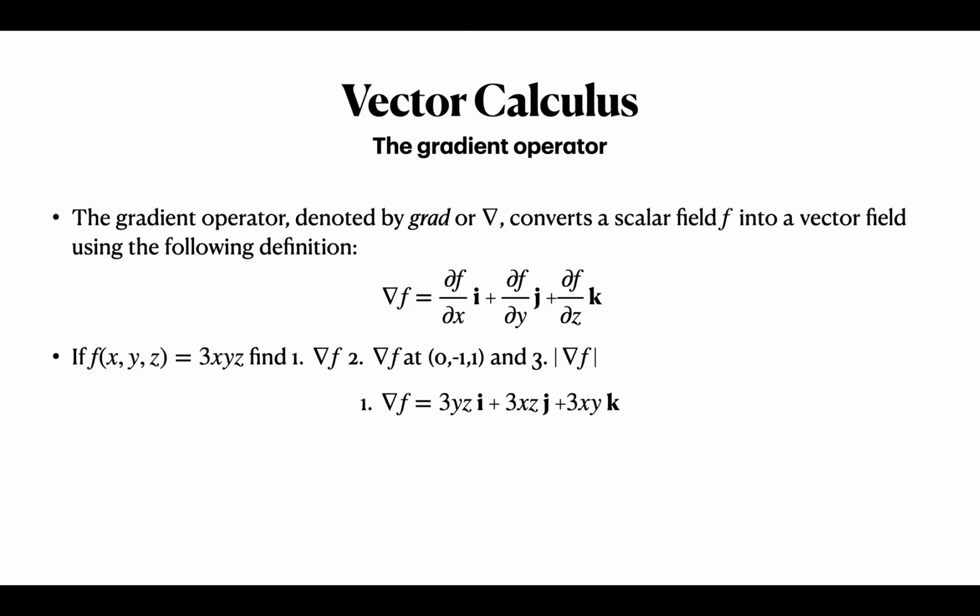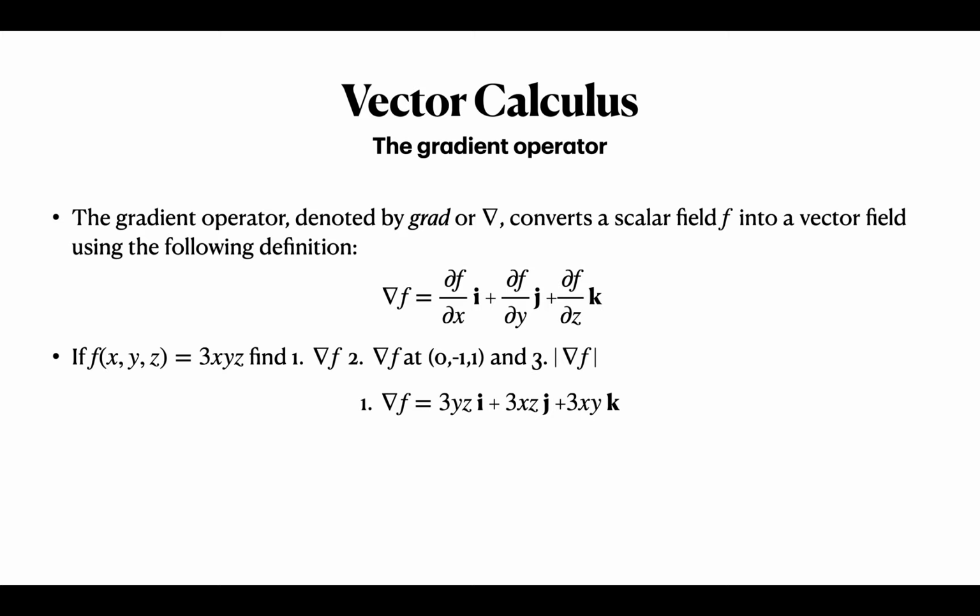You differentiate the scalar with respect to x, y, and z, and you multiply the corresponding derivatives by i, j, and k. Nothing could be simpler, folks. Now, if I want the gradient of f at a specific point, all I do is replace x by 0, y by minus 1, and z by 1.